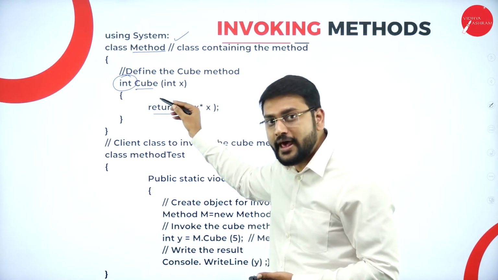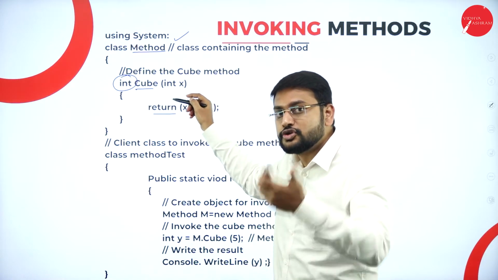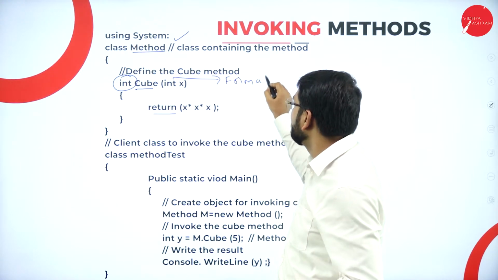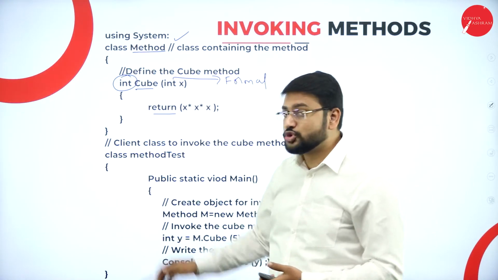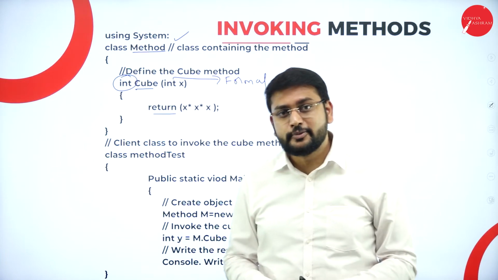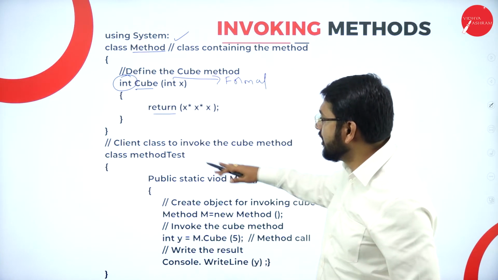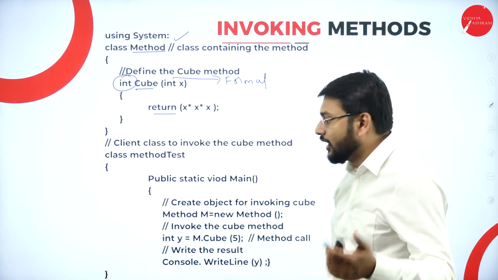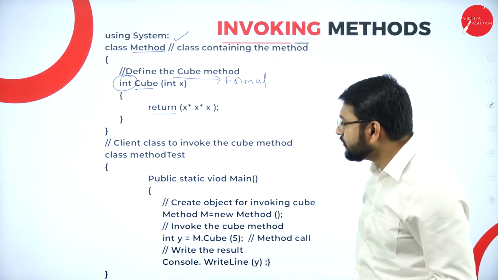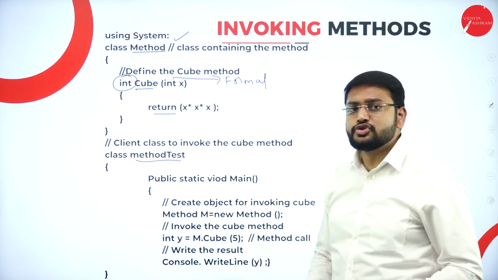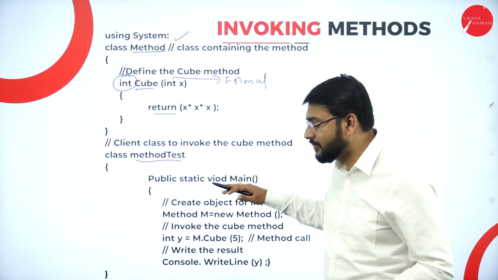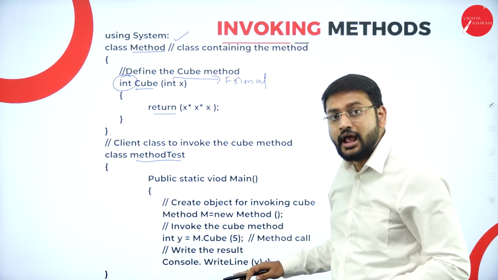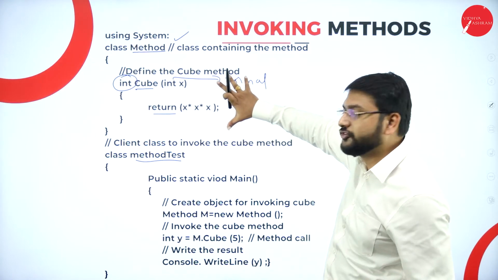How many actual parameters do I have? Actual or formal? My dear students, I'm defining the method, so I will be treating this as a formal parameter. I have one formal parameter. I will close the method here and close this class. I have the main class here. What is the name of the class? Method test. After that, I will define my main function.